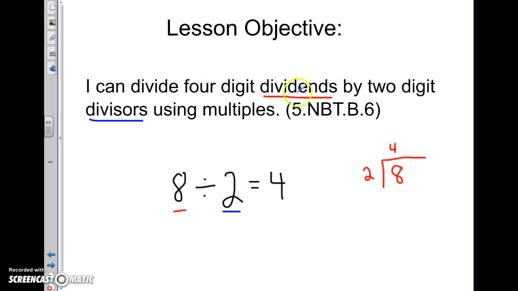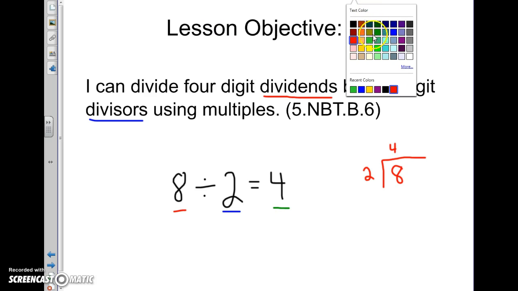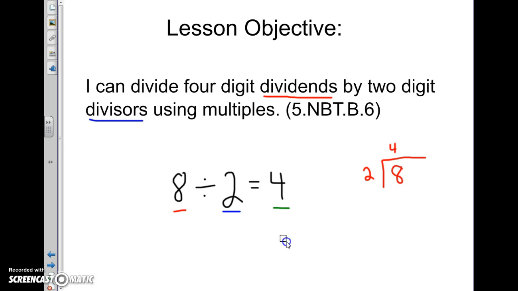And then finally, I don't have it written on here, but I will go ahead and type this up. This next one here is called the quotient. And the quotient is the answer to the division problem. So that's just a little bit of background, so we have the same vocabulary.